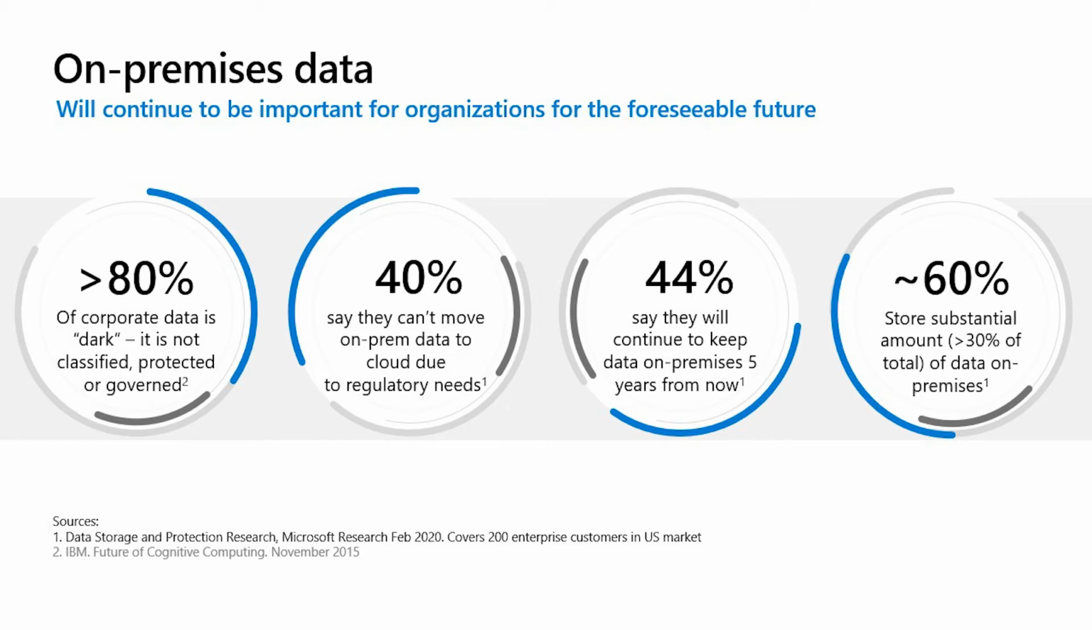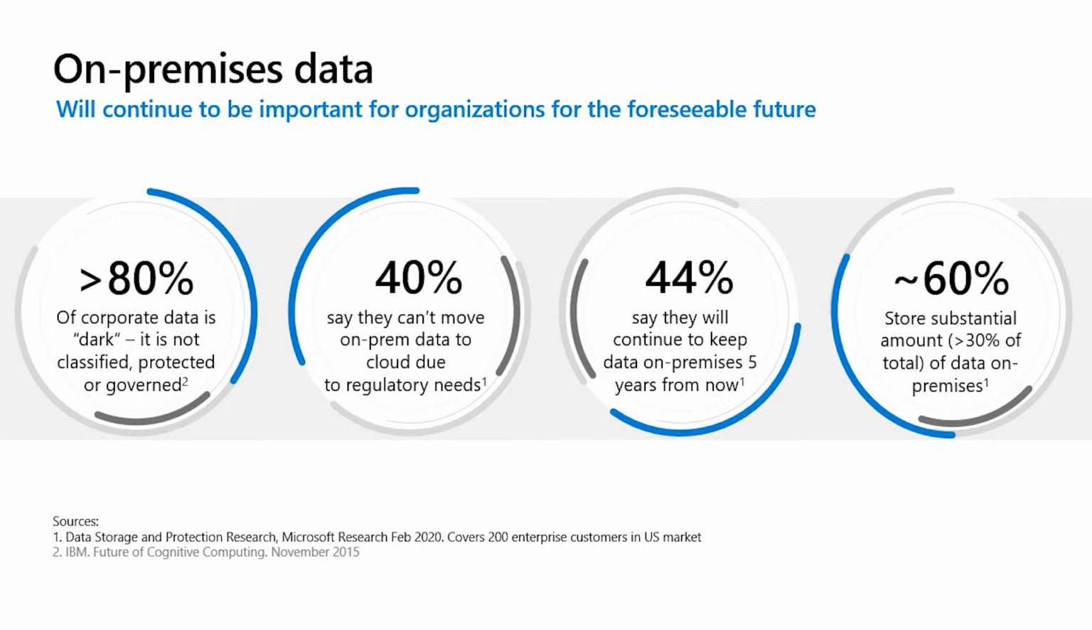However, they do tell us that even with this transition well underway, they continue to have significant presence of data with their on-premise environments. One of the big challenges that they face is that much of their data on-premise is dark, meaning that it isn't classified, it is not protected, and it is not governed, which makes it very difficult for them to assess what it is, how it should be protected, and where it should go.